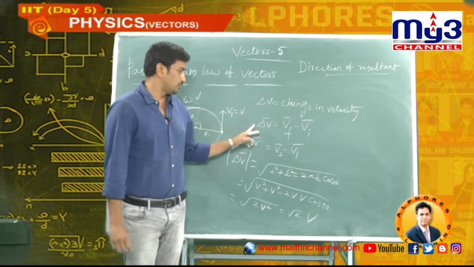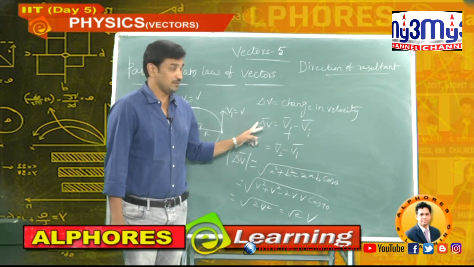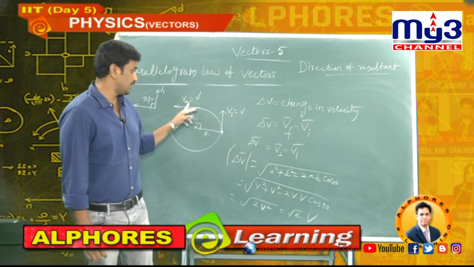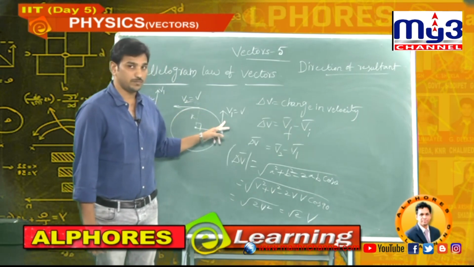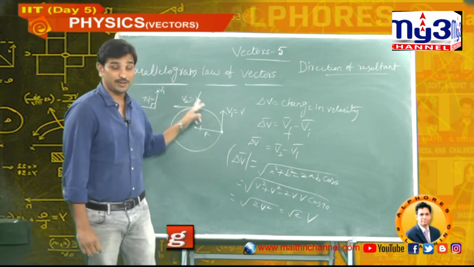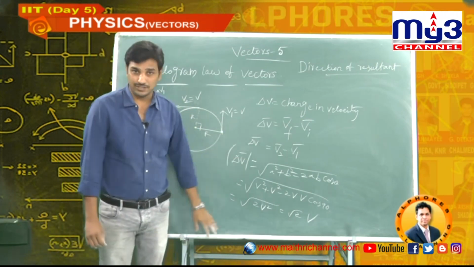Now here they are asking for the change. Delta V bar is equal to final velocity minus initial velocity. Final velocity V, initial velocity also V. Don't subtract directly and say that it is 0. Here, because of direction, it will be quite different.